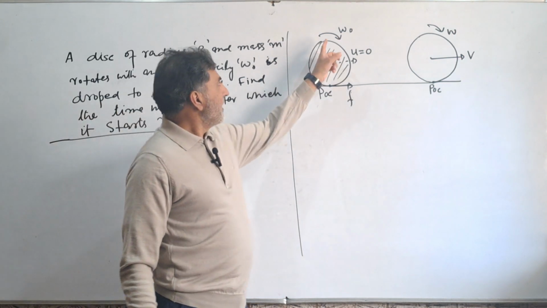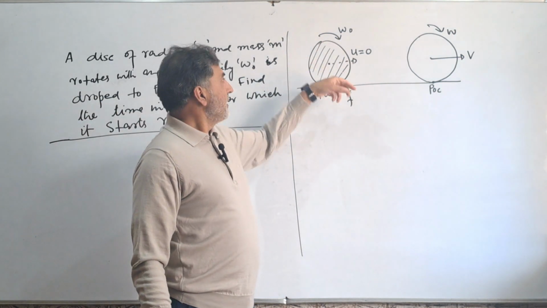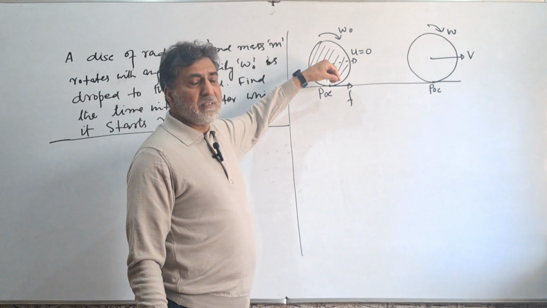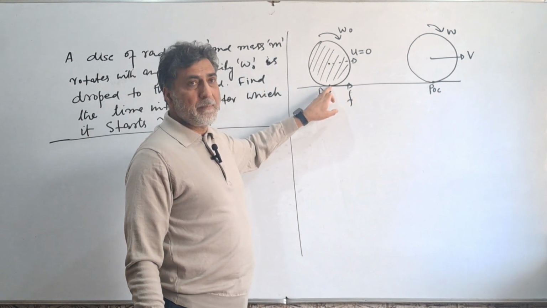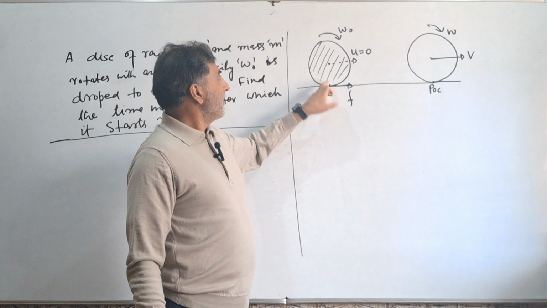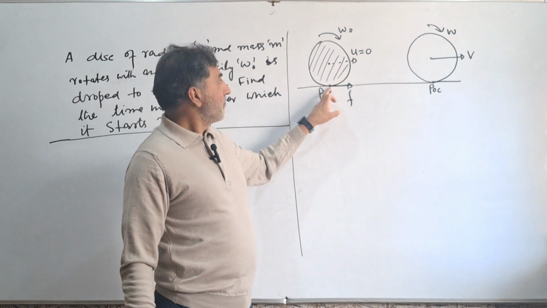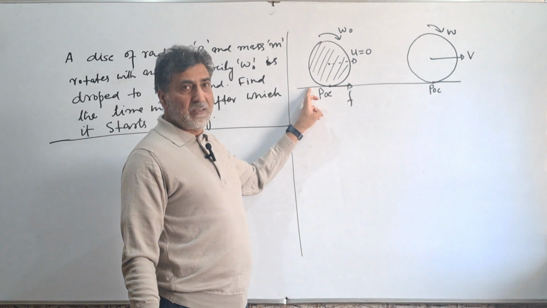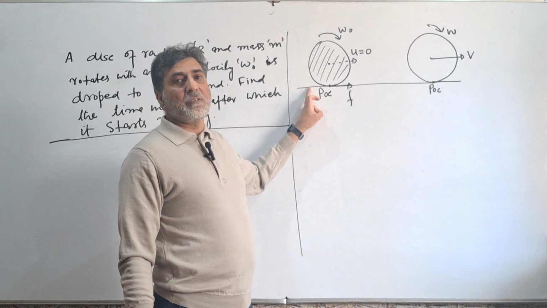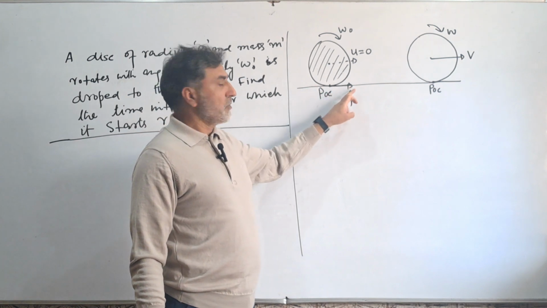Something like this. It's a spinning disk. You drop it to the ground. The spinning disk is dropped to the ground and it will rub with the ground like this. It will rub with the ground. This point has a backward velocity initially when it drops to the ground. Therefore, frictional force will be forward.